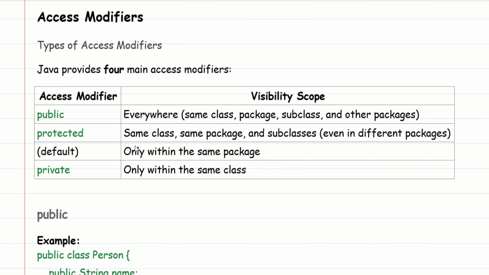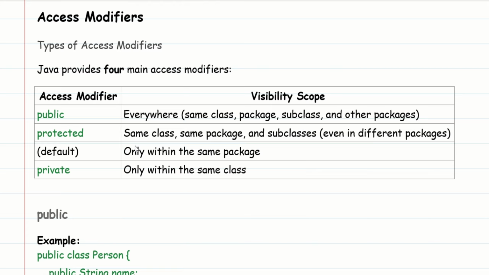A public class, method, or field can be accessed from anywhere. You just need to create an object of the class, then you can access those fields, methods, or whatever properties you have within the class. Protected access modifiers allow access within the same package and subclasses from different packages as well. If you are inheriting some classes from a different package, you can use protected access modifiers as well.